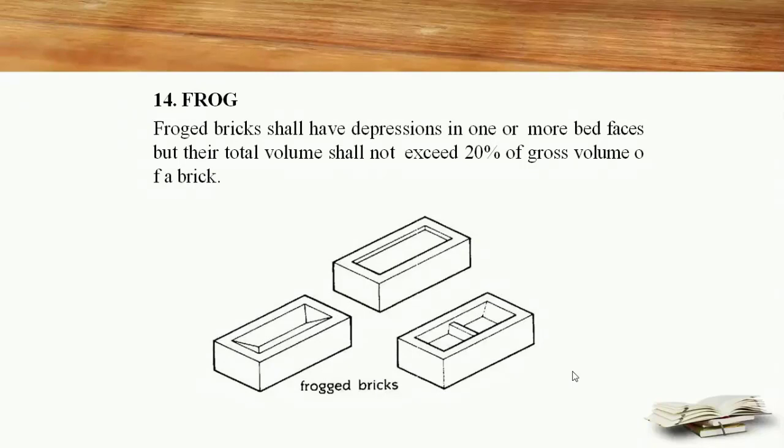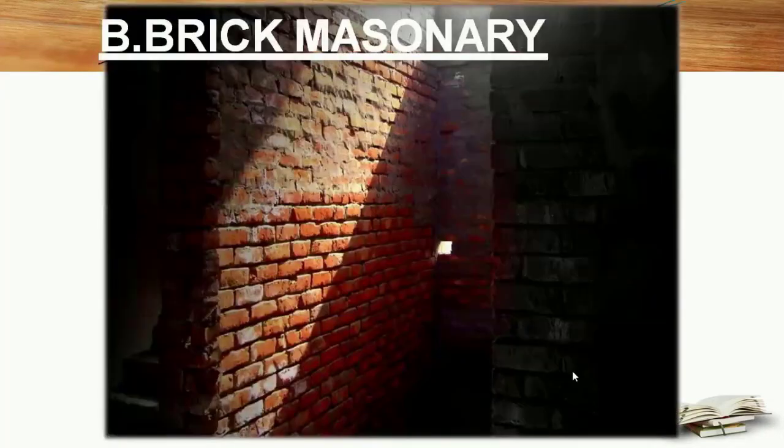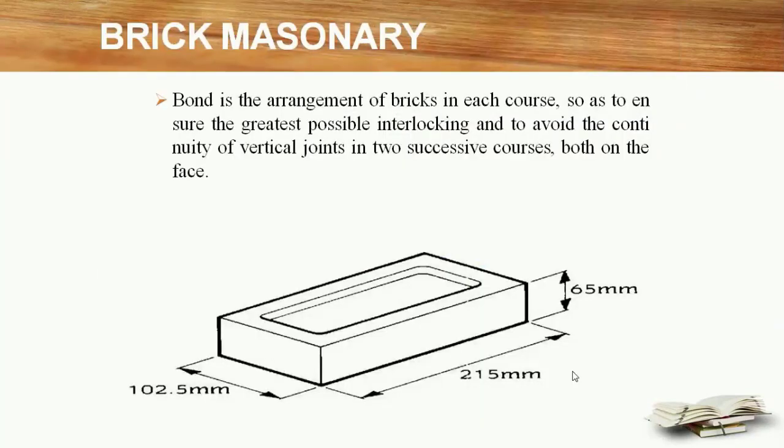After that, next is the frog. A frog brick shall have a depression in one or more bed faces, but their total volume shall not exceed 20% of the gross volume of a brick. So basically, as we know, this is the brick masonry.